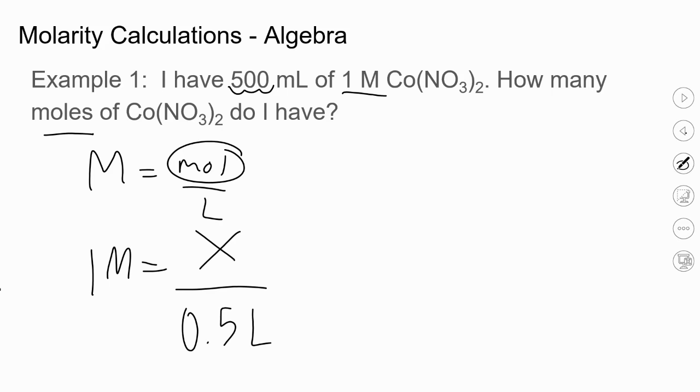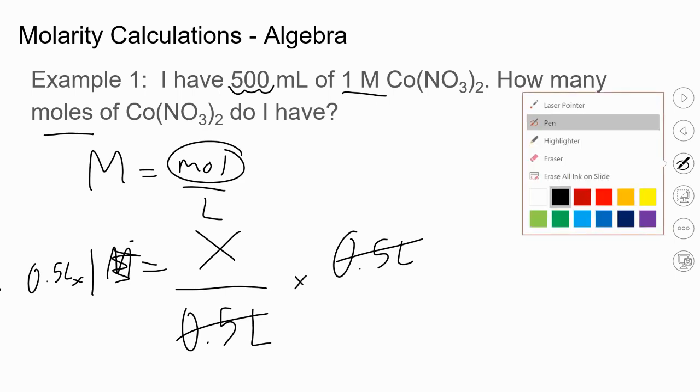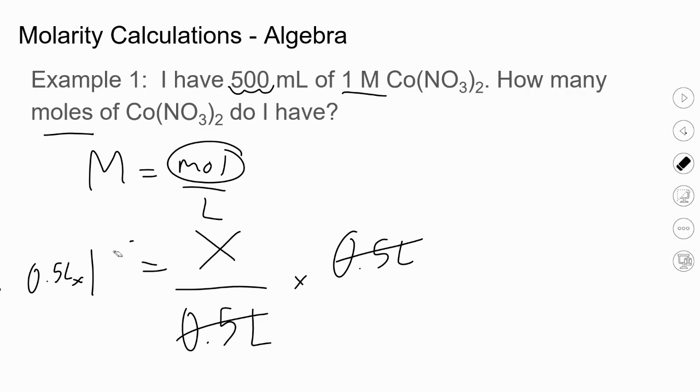Good, multiply. So I have X divided by this. I'm going to undo that divide. I'm going to multiply both sides by 0.5 liters. So 0.5 liters cancels out on this side. Simplifies to 1, so now we have just X on this side. And then we have 0.5 liters times 1 molar. But we can replace this unit. Let's erase it. Instead of writing molarity, we can write moles per liter. Molarity is moles per liter.